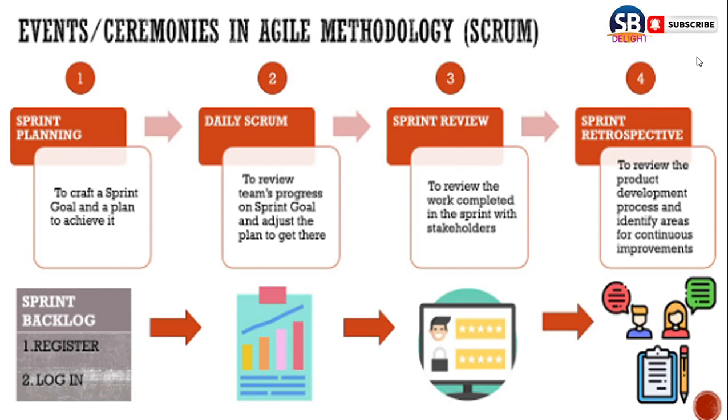See here, the ceremonies in Agile methodology like Scrum. Sprint planning means to craft a sprint goal and a plan to achieve it. Daily Scrum means to review the team's progress on the sprint goal and adjust the plan to get there. Sprint review means to review the work completed in the sprint with stakeholders. Sprint retrospective means to review the product development process and identify areas for continuing improvement. The final one is sprint backlog, like register and login.